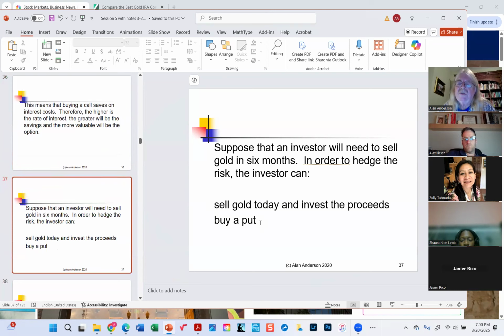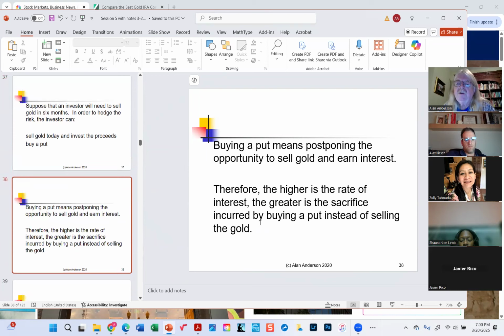But if you need to sell gold in 6 months, you could sell it now and invest the proceeds, or you can buy a put. Buying the put means you're postponing the opportunity to sell the gold and earn the interest. So that being the case, the higher the rate of interest, the greater the sacrifice incurred by owning a put instead of selling the gold outright.